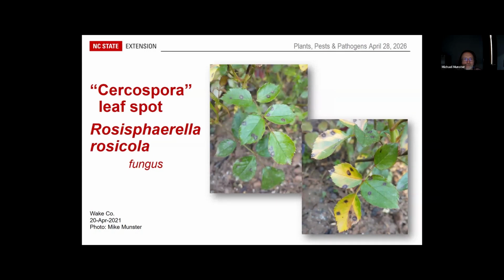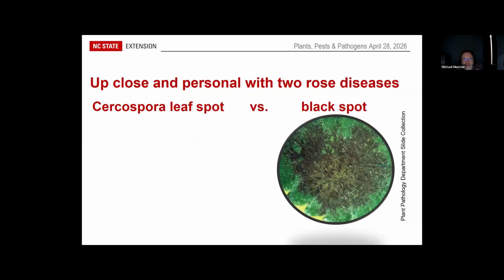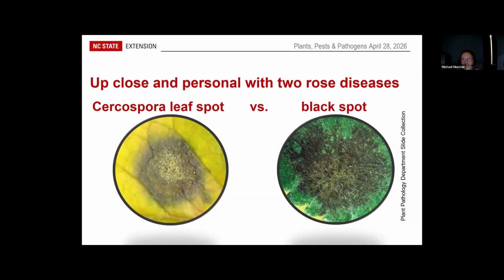And this is Cercospora leaf spot, the old common name, and the fungus name has been changed a couple of times now. For a while it was Passiflora rosicola, but now it's Rosaspherella rosicola. That can be differentiated from black spot with the consistently dark spot in black spot, but also that kind of feathered edge to the blotch itself. You can see in both of these cases very faintly the sporulation of the fungi involved. Be aware that just because a rose is resistant to one doesn't mean it's resistant to the other.